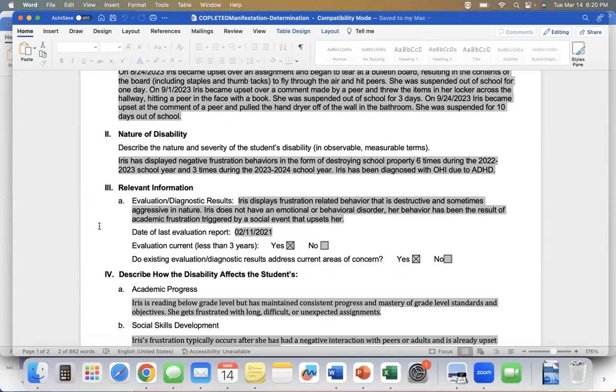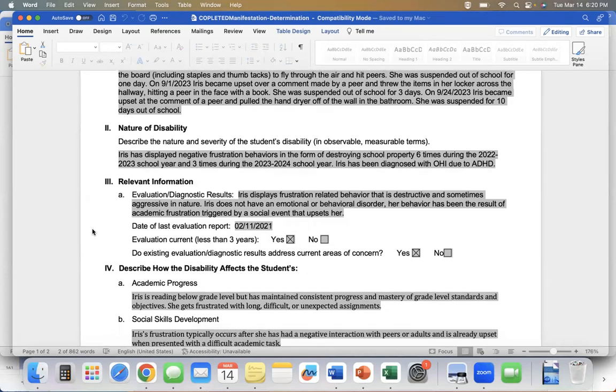Evaluation diagnostic results. She displays frustration-related behavior that is destructive and sometimes aggressive in nature. She does not have a diagnosed emotional or behavioral disorder, and her behavior has been the result of academic frustration triggered by a social event that typically upsets her. Okay, so these are the things that we've seen in the past. Her last ETR, which is where this information would have come from, was in February of 2021. So it is current. It is less than 3 years old.